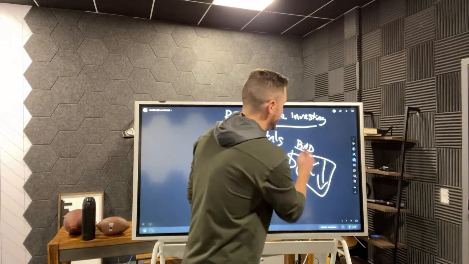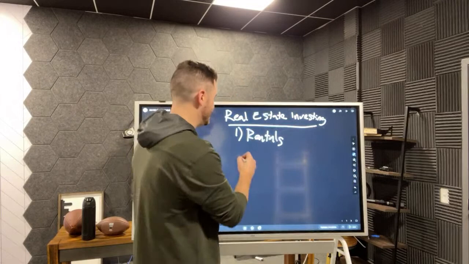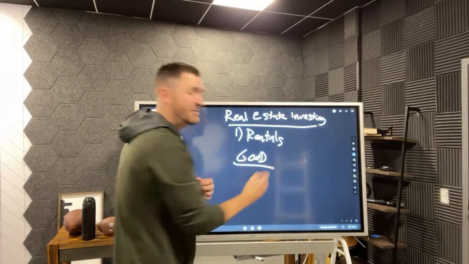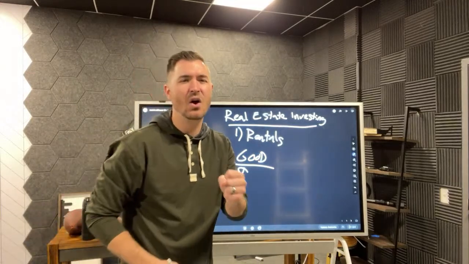Now, what makes debt good? What makes going into debt and borrowing money good? Well, the exact opposite of that. Good debt produces cash. It produces cash flow.